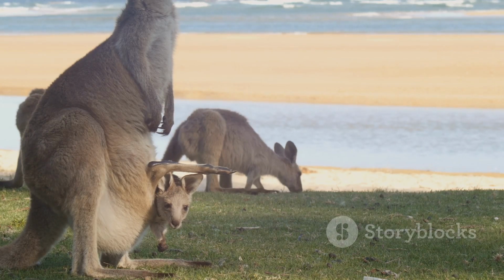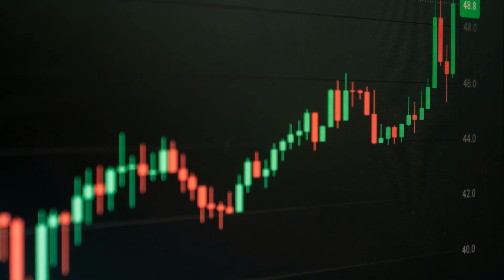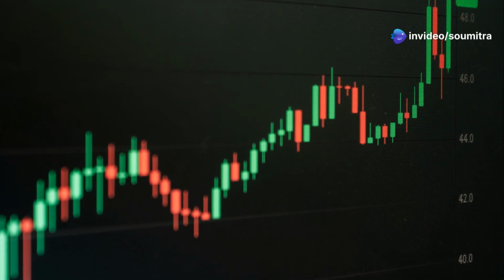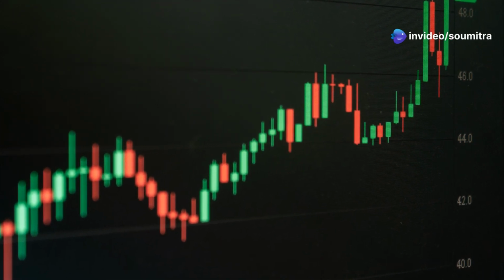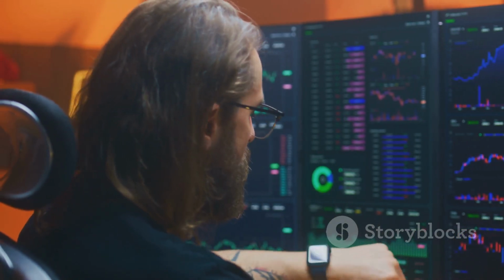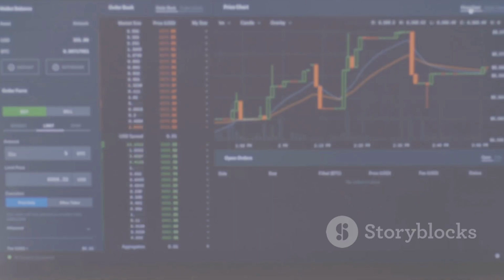Think of it like a baby kangaroo in its mother's pouch. The entire price range of the second candle, from its highest point to its lowest point, is inside the range of the previous candle. This simple formation tells you a lot about the market's current state. It signals a pause, a moment of indecision, before the next big move.